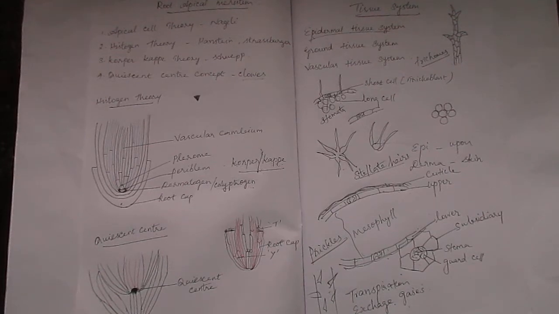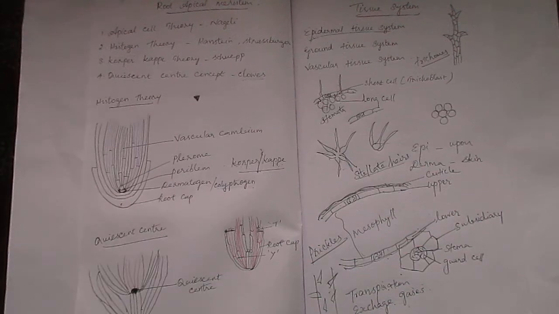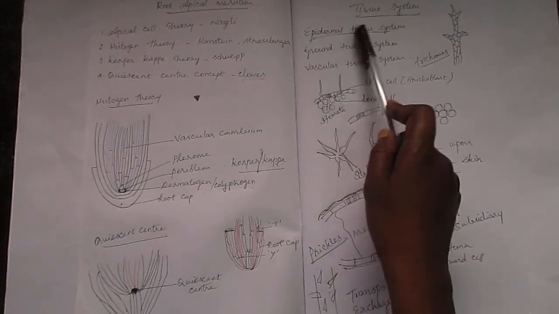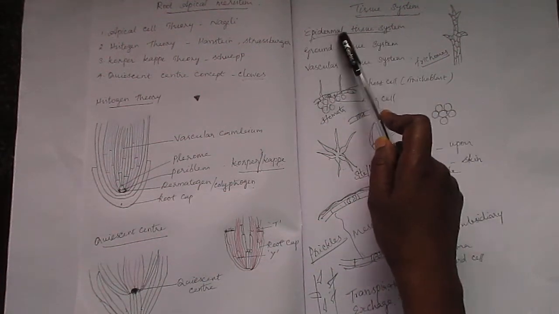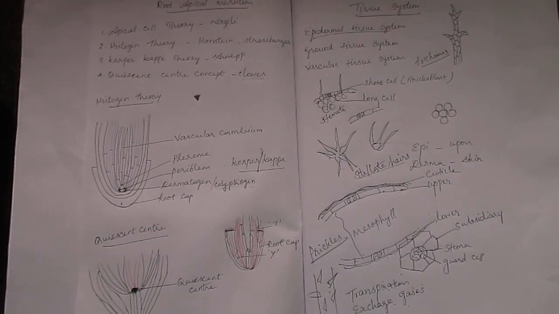So today you learned different questions. The first question is theories of root apical meristem, four different types of theory. Learn this question and draw all the diagrams in the class note. Then the second question is tissue system, the epidermal tissue system. Learn this type of tissue system and its functions. Prepare well before the next class.